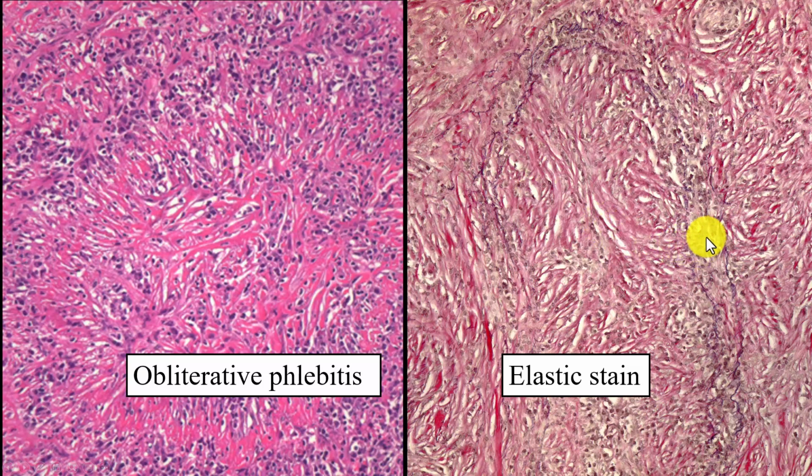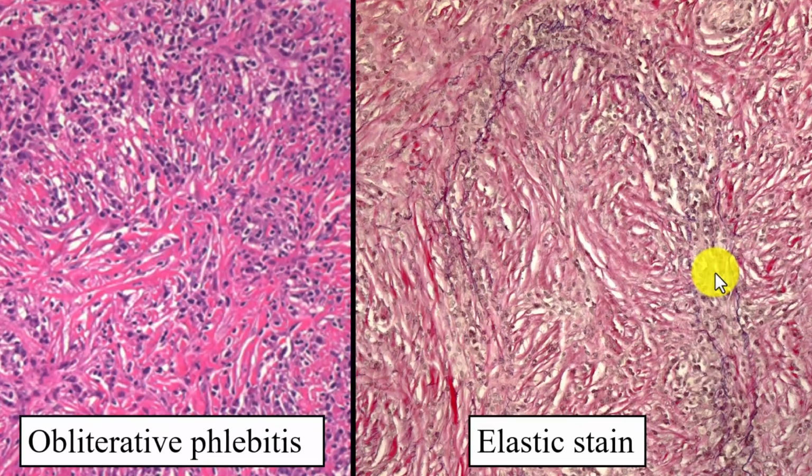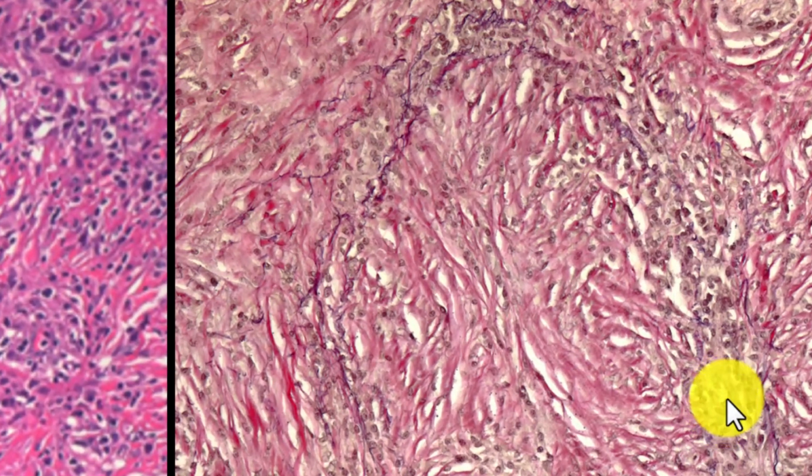That's your Hail Mary pass, and I always get an elastic stain when I'm suspecting IgG4-related disease. Anyone who's shown me a case, any of my residents, they'll bring me an elastic stain even before they bring me the slides. That's such a pleasure to get an elastic stain with the case. So here it is. This is obliterative phlebitis. This, of course, was in the pancreas.